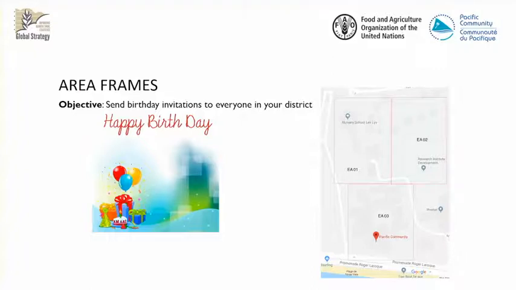So if I wanted to build an area frame for my birthday party, for example, I would probably just make a square around my neighborhood. And within that square, I can look at all the household units. And typically, in the agriculture census, we combine the two. We combine both area frames and list frames.